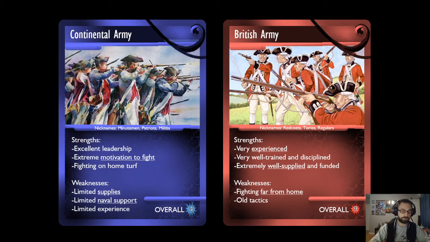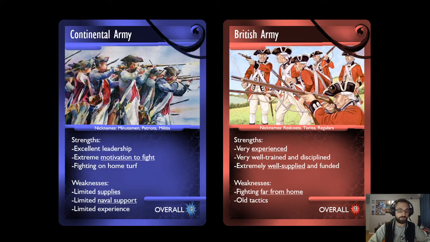Supplies are always coming from overseas for the British Army, or from Canada, because keep in mind Canada is British as well. And then finally we have weaknesses. The weaknesses that the British Army had are, number one, they're fighting far from home. So a lot of the soldiers were not happy to be in the colonies. They were homesick. They were missing their families. And this is not their home. They're not fighting to defend their home. They're fighting to get paid as soldiers. They're fighting for money, basically, a lot of them.